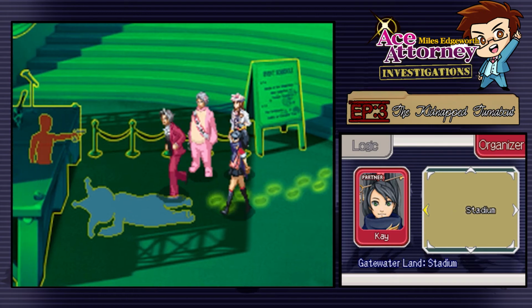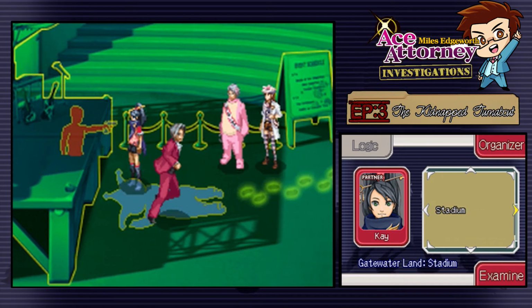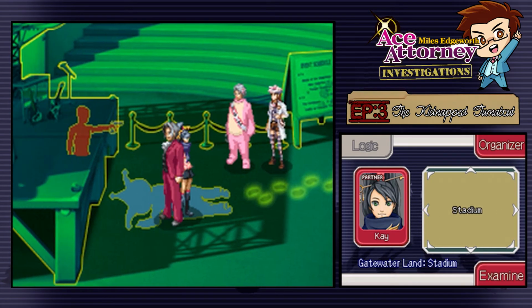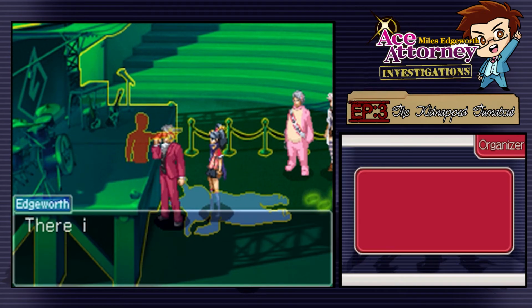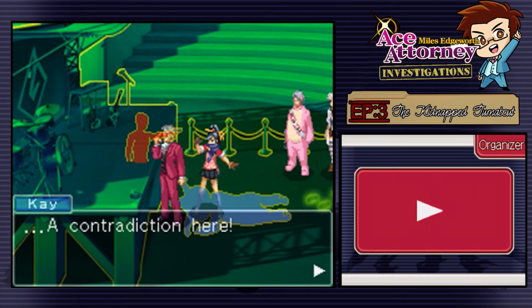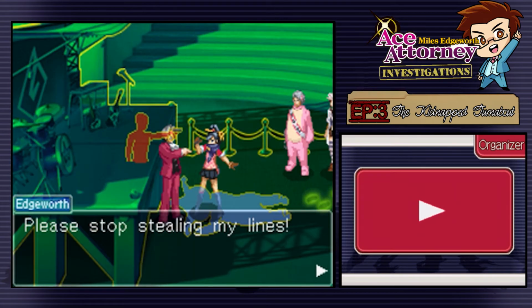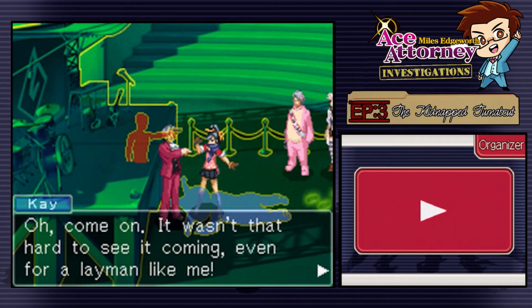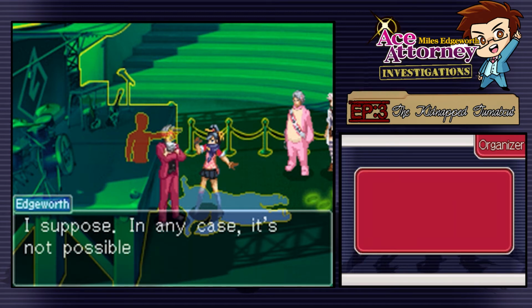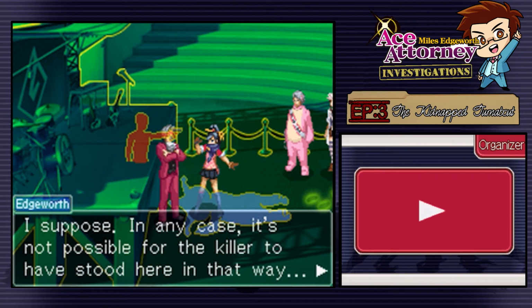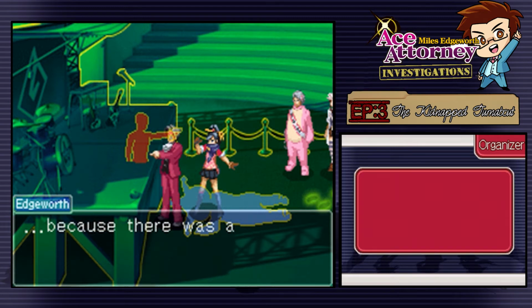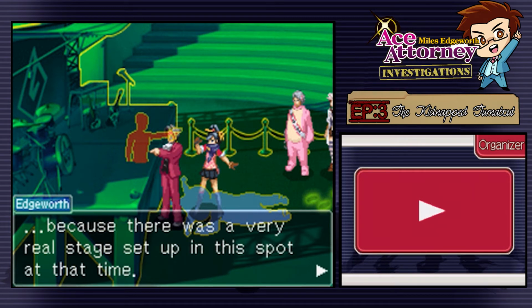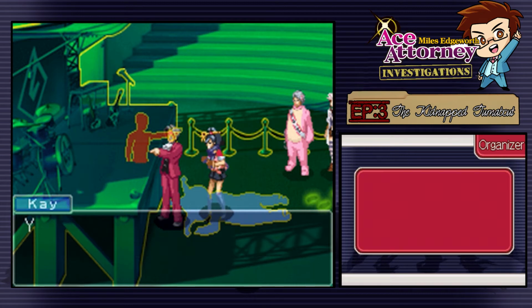Aha! Him standing on top of the stage would also explain the gunshot entry wound. There is clearly a contradiction. Hey, don't you fucking steal my line! Smackers! Stop stealing my lines. Oh, Shamona. It wasn't that hard to see it coming, even for a layman like me. I suppose, in any case, it's not possible for the killer to have stood here in that way. Because there was a very real stage set up in this spot at that time.